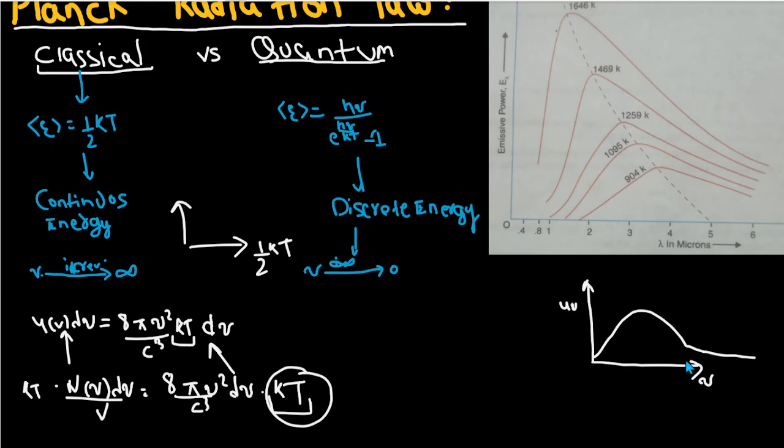As you can see in this particular graph, if you increase the frequency to infinity, it should be zero. But the classical idea is different. It is a graph which keeps increasing and increasing till infinity, and that's the problem with the Rayleigh-Jeans law. This problem arose because of the equipartition theorem.